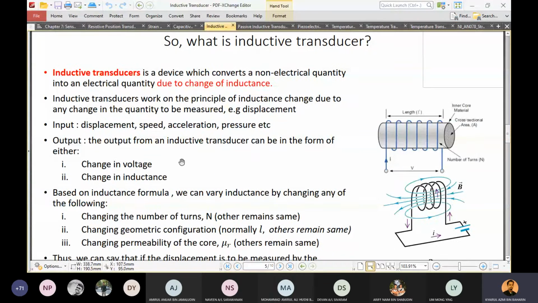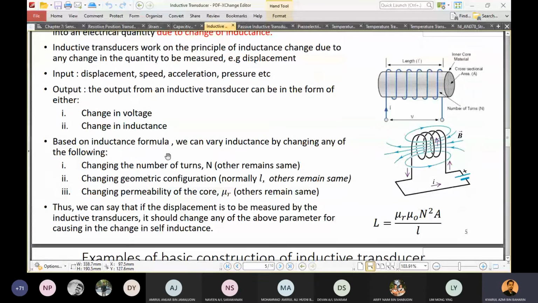Okay, the change can be either the change in inductance value itself or the change in the voltage, because it can also generate voltage. So we can vary the inductance. Looking at the equation just now, we can vary it by varying the number of turns, by varying the length, or by using different types of cores.